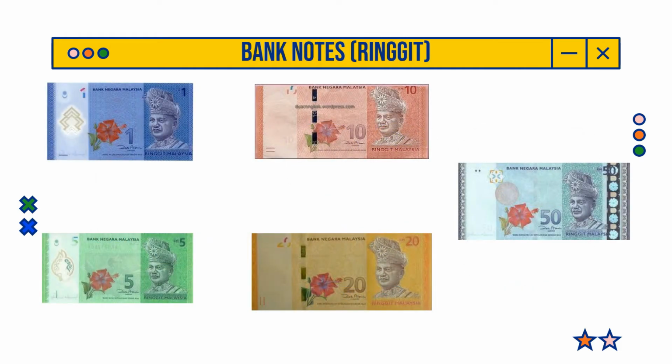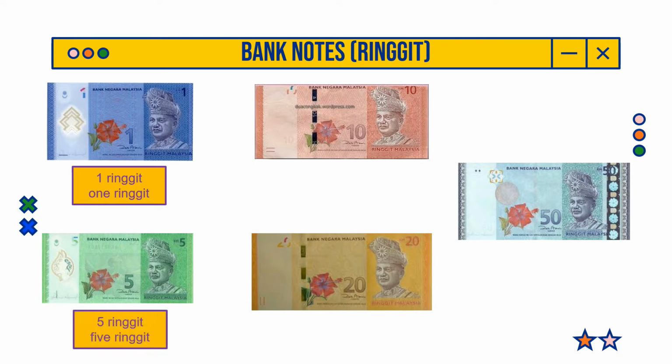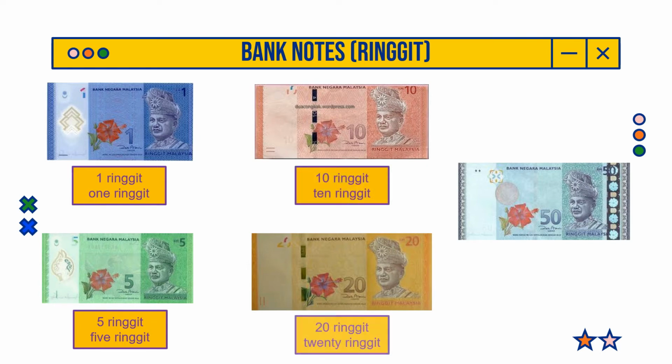Now, we're going to look at banknotes ataupun wang kertas. For banknotes, they are called ringgit. Untuk wang kertas, mereka dipanggil ringgit. The first one is 1 ringgit ataupun 1 ringgit, 5 ringgit, 5 ringgit, 10 ringgit, 10 ringgit, 20 ringgit, 20 ringgit, 50 ringgit, ataupun 50 ringgit.